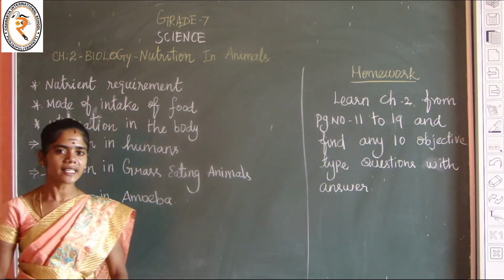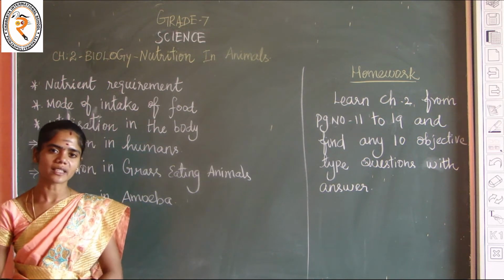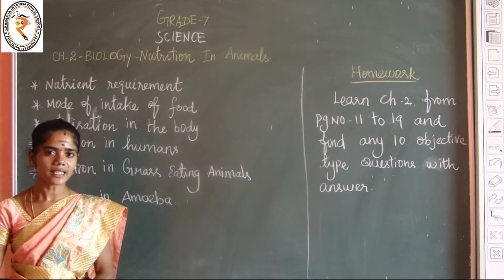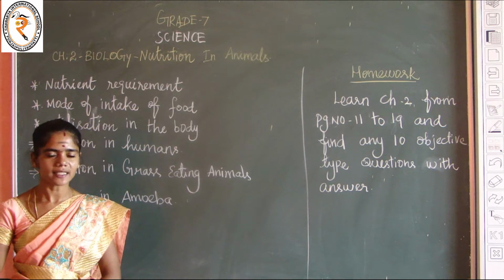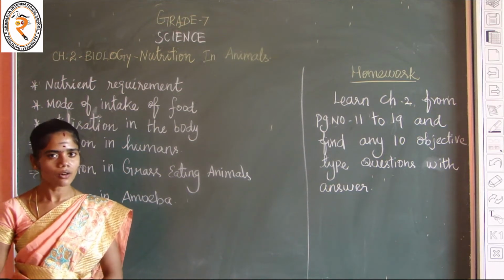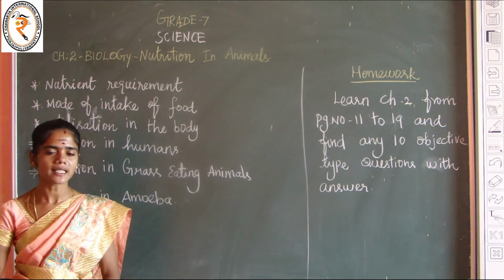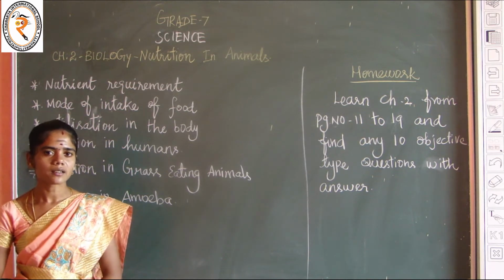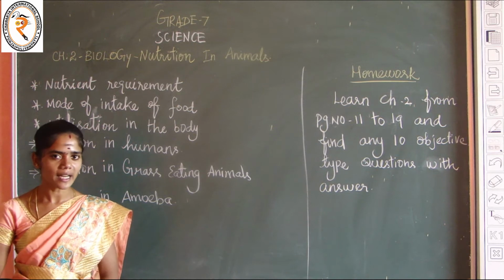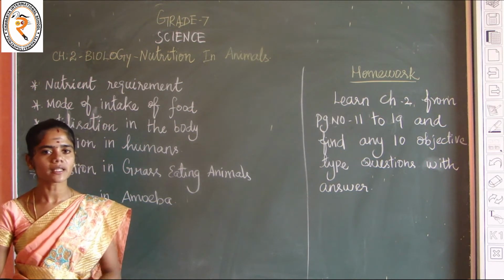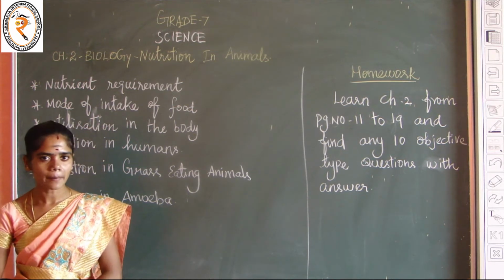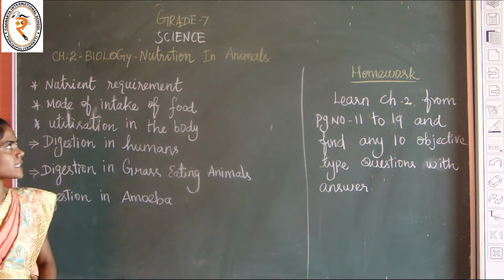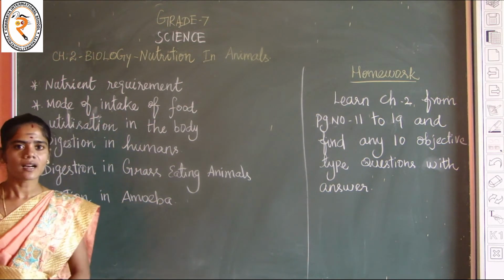That is, green plants make their own food with the help of the green pigment present in the plants, that is chlorophyll. That process is called photosynthesis. So green plants make their own food, so they are called autotrophs. But most of the animals do not have chlorophyll, so they depend on other animals and plants. So in this lesson we will discuss nutrition in animals.